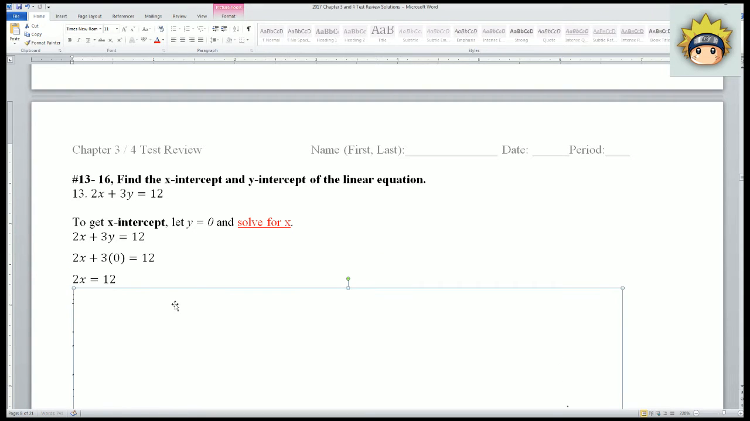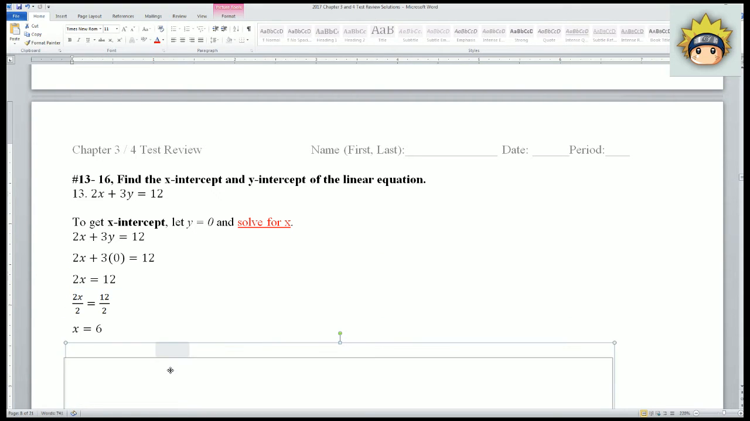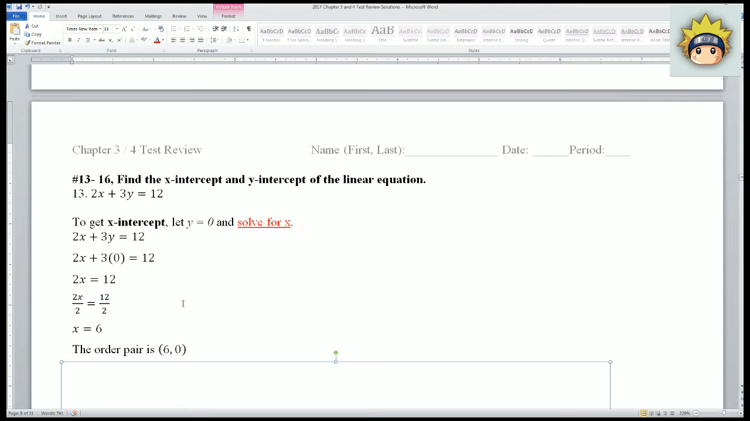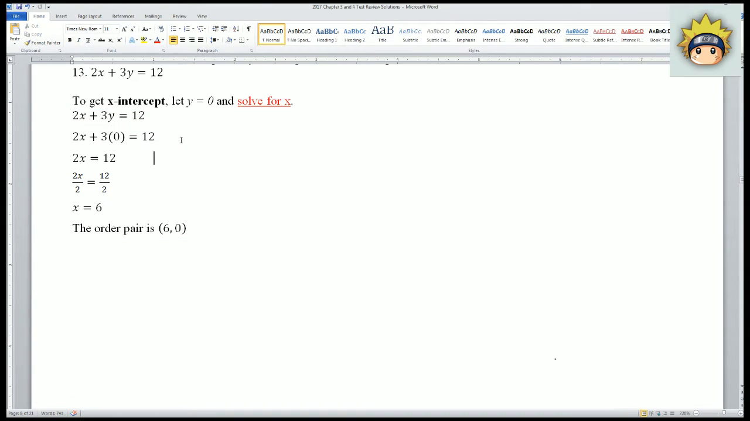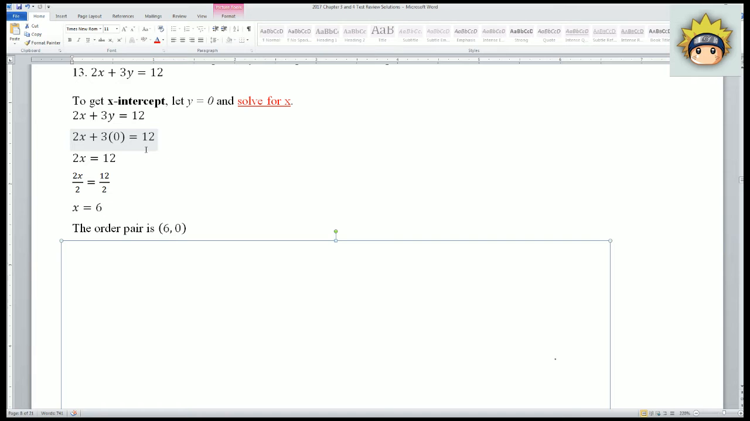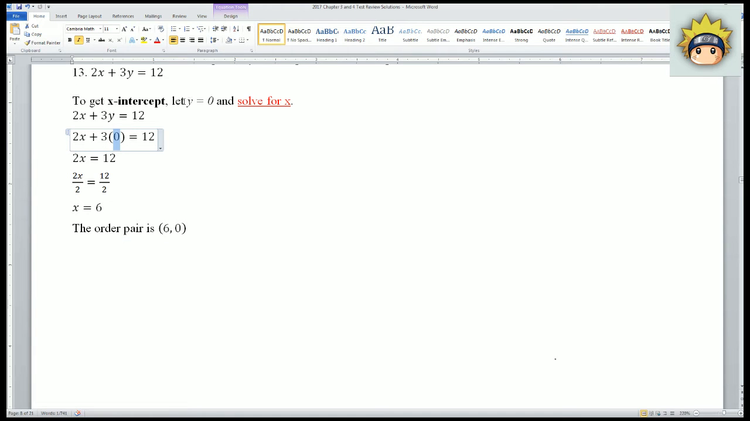Right, you should be aware that to get the x-intercept, you have to let y equals 0 and solve for x. Here's the equation: 2x plus 3y equals 12. This is my original equation. Once I do that, I make that substitution. Y equals 0. Do you see the y? It becomes 0 here. Once you do that, you should simplify.